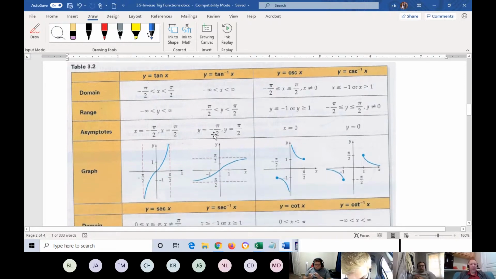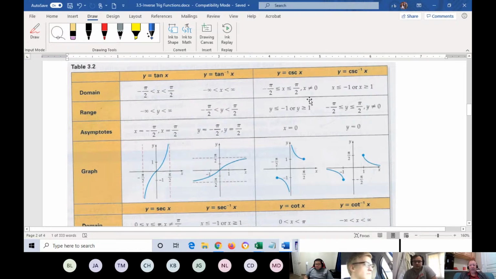As we look at the tangent of x, remember your tangent of x goes from low to high. You've got asymptotes at negative pi halves and positive pi halves. The inverse tangent, everything's going to flip, so your asymptotes are y equals negative pi halves and positive pi halves. Sometimes we call this an S-curve, but basically it's the same shape on its side.